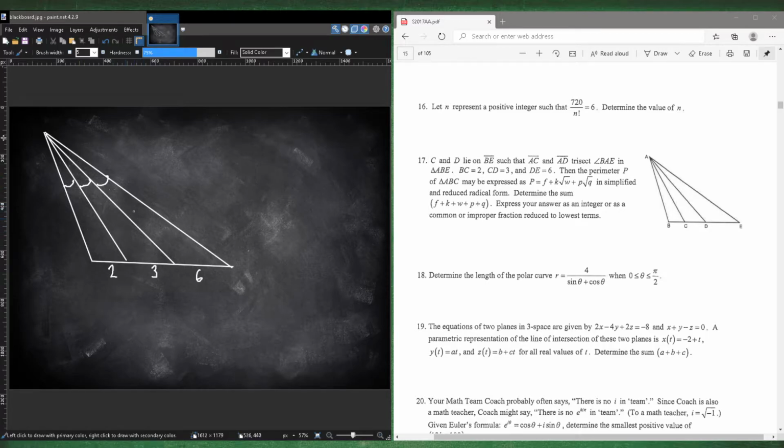So we could use something called the angle bisector theorem. Since these are bisected, then this divided by this is the same as this divided by this. So the ratio of these is 3 to 6, which is 1 to 2. So we could call this x and we could call this 2x, because we don't know what the length is. So x is just some kind of scalar.